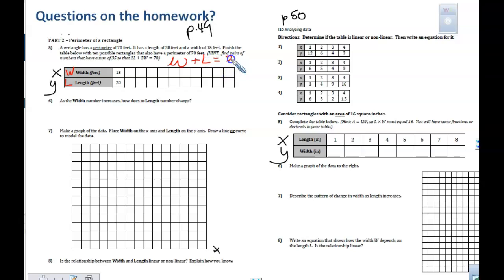L must equal 35. You can put a ton of numbers, right, that add to 35. That means their perimeter would be 70. So they use 15 and 20. Can we switch those two around? Yes. I don't know what numbers you're going to use.